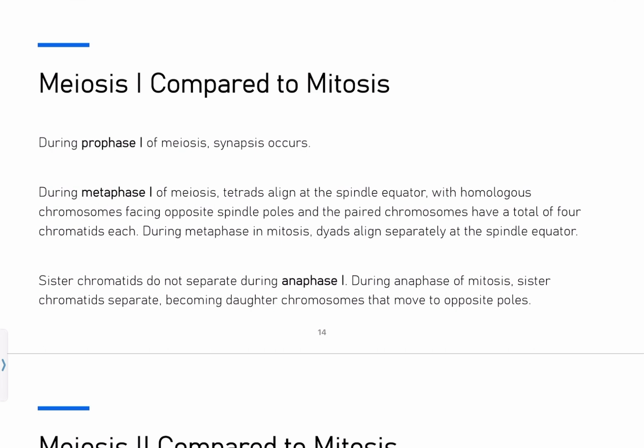Then comes anaphase 1, where homologous chromosomes separate, not the sister chromatids. That's different from mitosis, where sister chromatids separate at this point and then head to opposite poles.